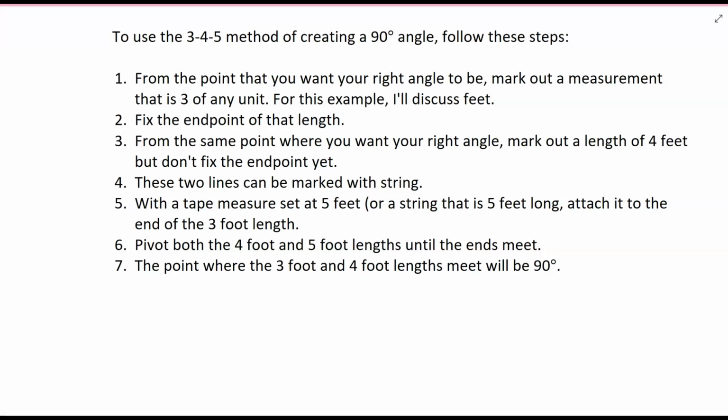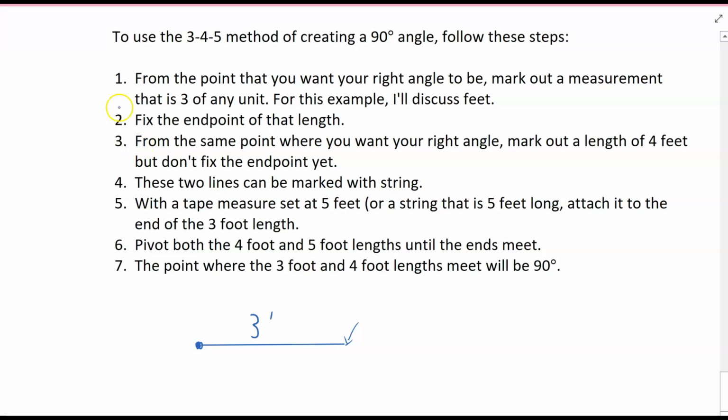Fix the endpoint of that length, or both endpoints. So the point where you want your 90 to be and the other end. All right, so imagine I have a piece of string and I am marking out with my string a 3-foot length. And this is where I want my 90 to be. I will fix this point either to the table I'm working on, or to the ground where I'm marking off my triangle. It doesn't matter.